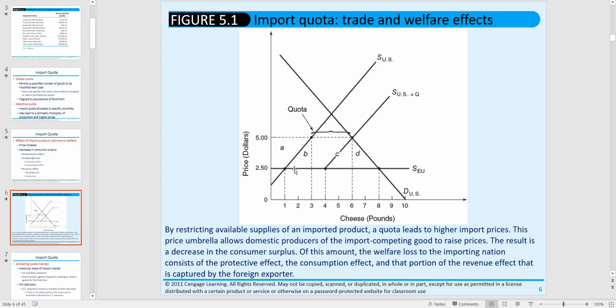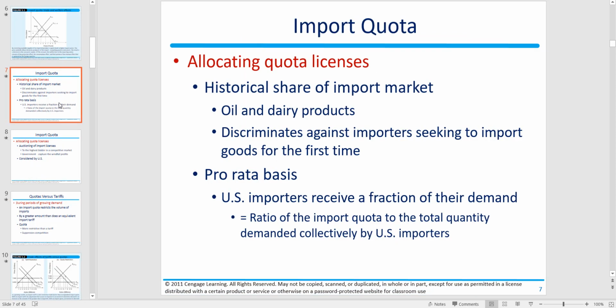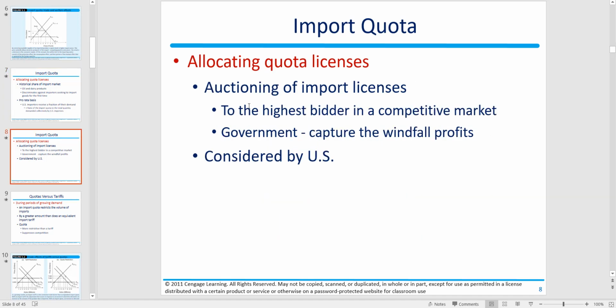Yes, we protected the domestic producers. They have a bigger surplus now, but at the expense of consumers and foreign producers because they are not selling as much as before. So the following slides talk about the process of allocating quotas. It typically is equal to the ratio of the import quota divided by the total quantity demanded collectively by US importers, and then the auction we just talked about.